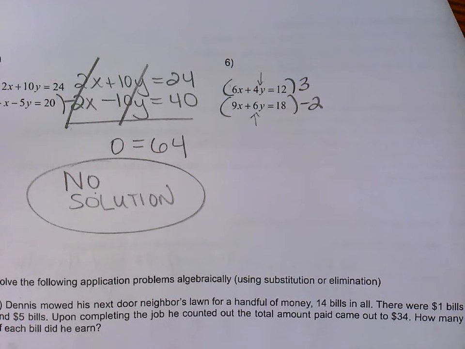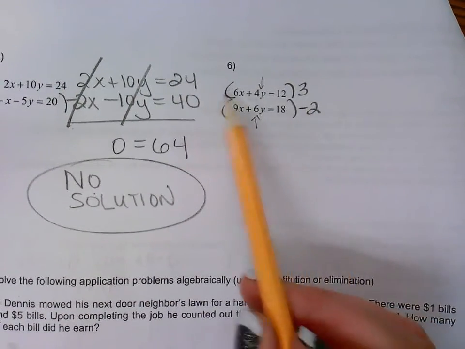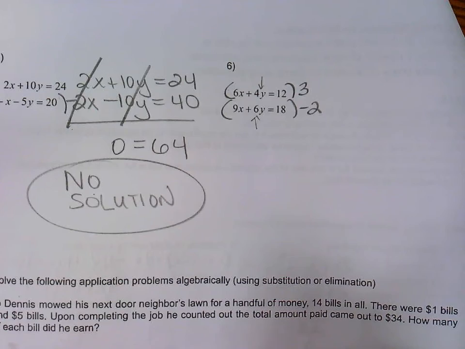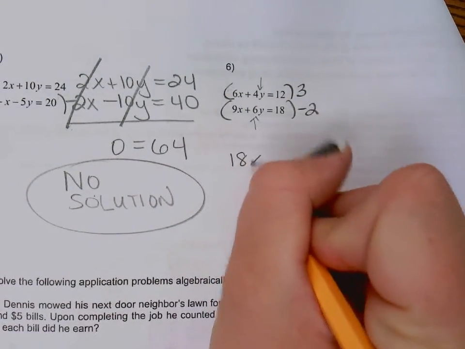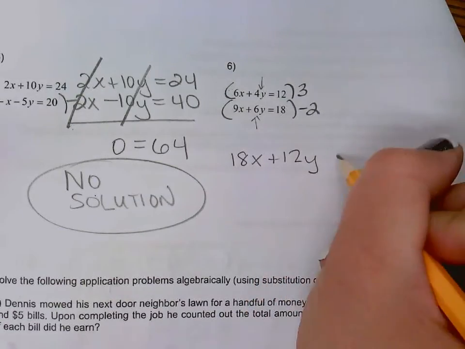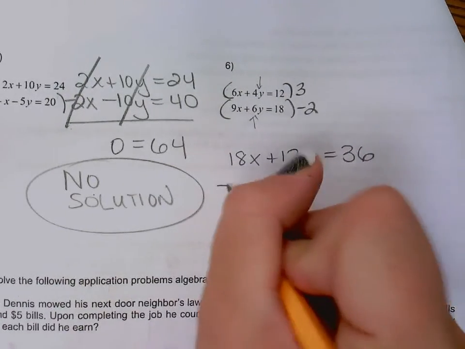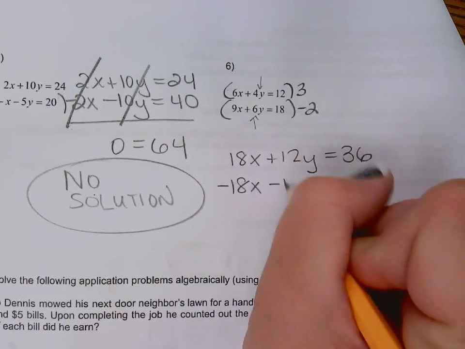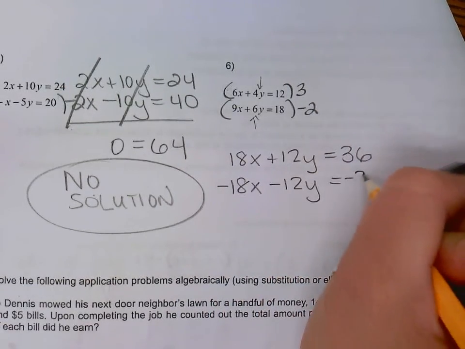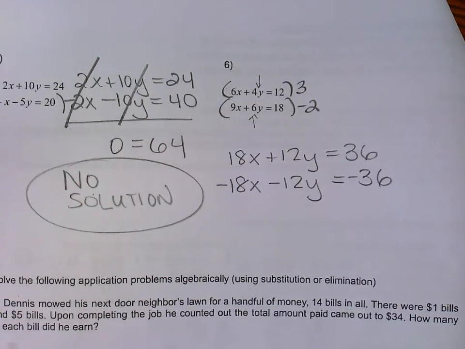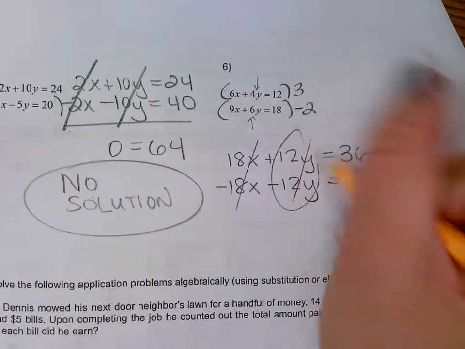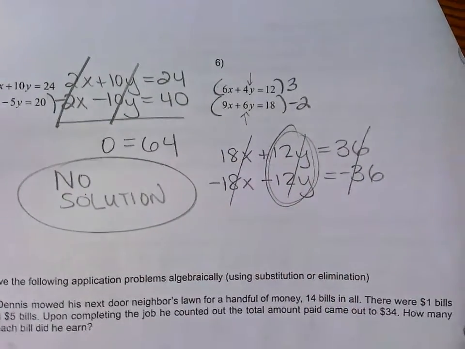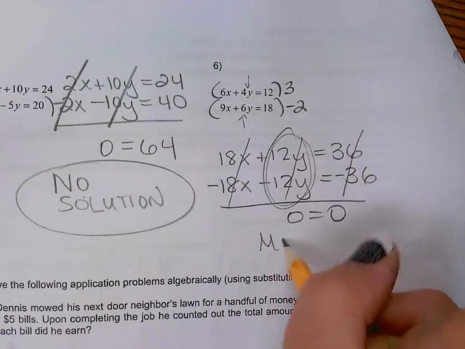Who doesn't know how to do it? But can you do it from this step? If I tell you multiply this by 3, multiply this by negative 2, then can you see what to do next? 18x plus 12y equals 36. Negative 18x minus 12y equals negative 36. That should look awfully fishy. Yeah, if we get 0, I was targeting the y's, right? But I ended up targeting everything. If 0 equals 0, it's infinitely many solutions.